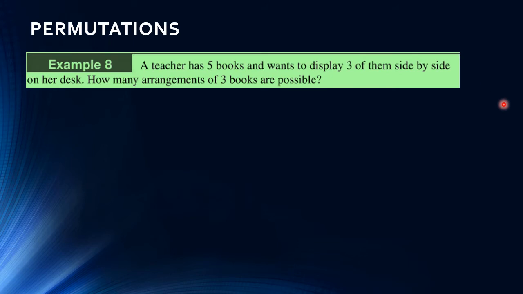A teacher has 5 books and wants to display 3 of them side by side on her desk. How many arrangements of 3 books are possible? Now this gets a little more complicated because now we have two kinds of sequences here. We have 5 books, but we only want to use 3 of them. So it's not how many different ways can we arrange 5 books, which would be 5 factorial, but based on those 5 books, how many ways can we arrange 3 of the 5?